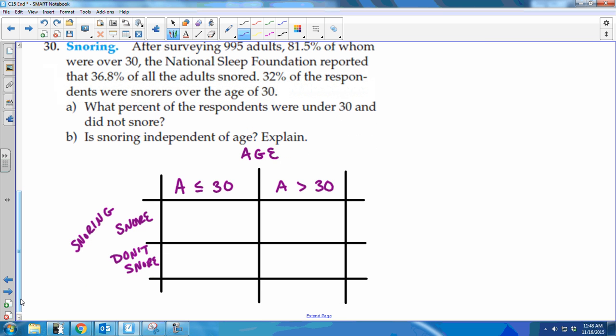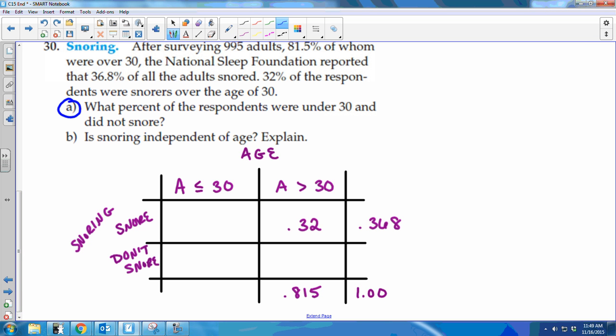Again, I know this table should add up to be 100%, so I know that much. We're just going to go through and fill in what we had. It said 81.5% were over 30. And 36.8% snored. And 32% of respondents were snorers over the age of 30. So I could fill in all that information. Then I could use that to my advantage to answer the question.